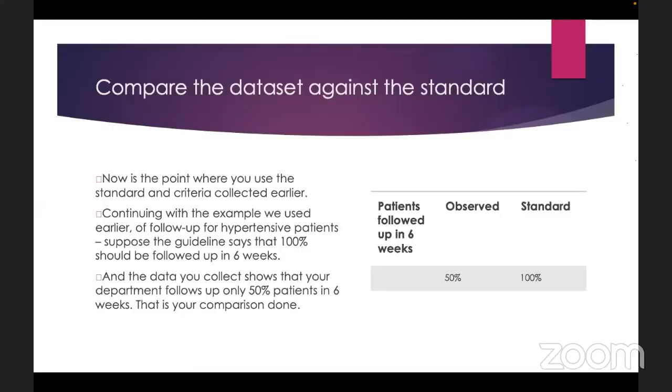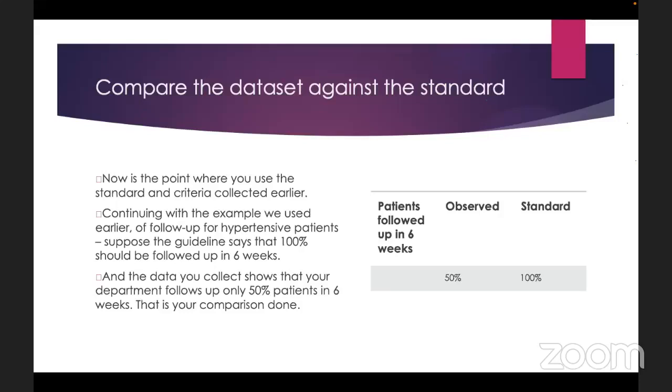Right. Now you have collected your data. So the next step is you compare the data against the standard. Your standard here, your criteria here, was every newly diagnosed hypertensive patient needs to be followed up in 6 weeks. So you will look at 100 patients who are newly diagnosed with hypertension. Now, again, it doesn't have to be 100, it can be 10, 20, 30. I just chose 100. So you see that out of 100 patients, only 50 patients were followed up in 6 weeks, right? Your expected standard was 100%, that all 100 patients should be seen within 6 weeks. But you observe that only 50 patients were seen. So this is your data, as simple as that.